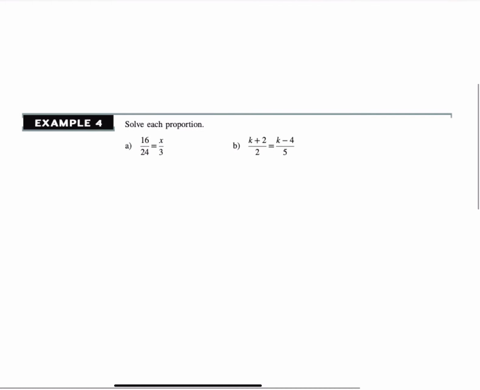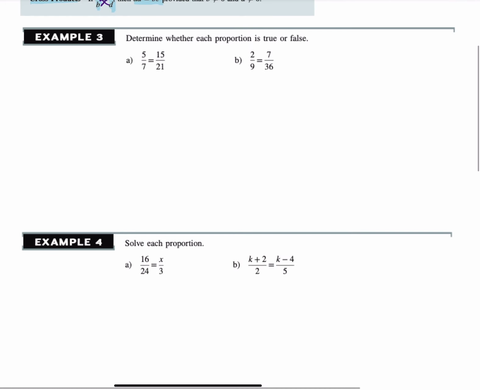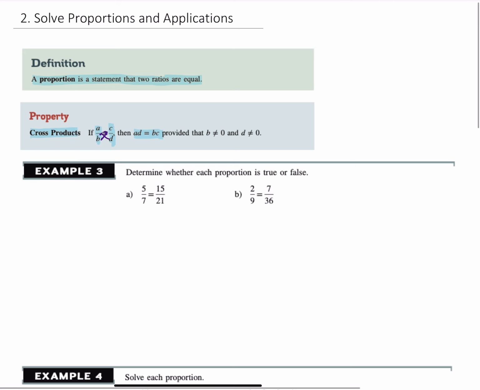So we'll see some with a variable in example 4, but example 3 is asking us to determine whether each proportion is true or false. It's hard to tell just by looking at it. Is 5 over 7 the same thing as 15 over 21? We could just try to reduce this second fraction to see if we get 5 over 7. That's another sort of framing of this. It's asking if we reduce this fraction, do we get 5 over 7?